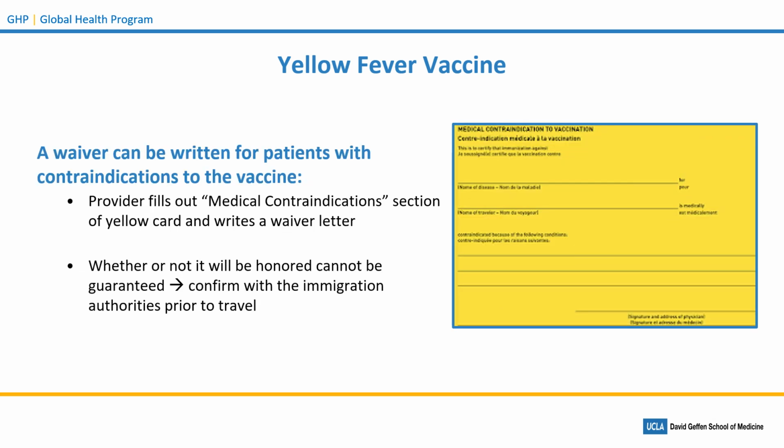And for anyone who needs a waiver if the vaccine is contraindicated, the medical provider has to fill out a medical contraindications section of the yellow card and then write a waiver letter. So whether or not it will be honored is not necessarily guaranteed. So confirm it with the immigration authorities before you travel.